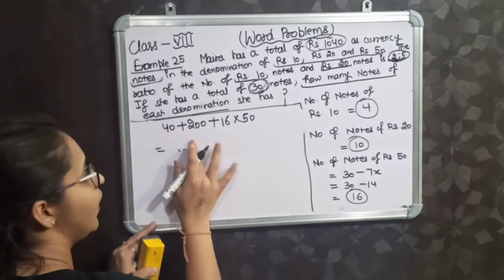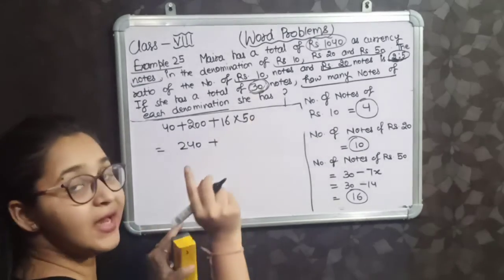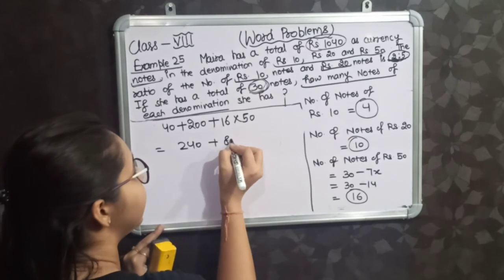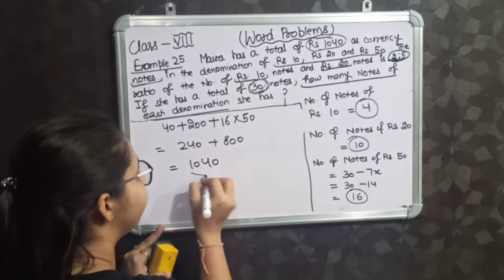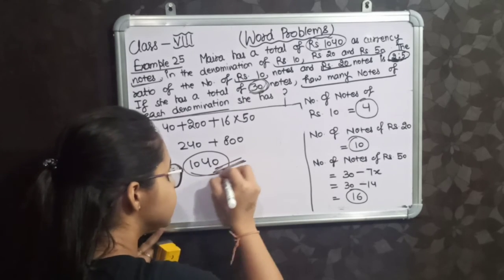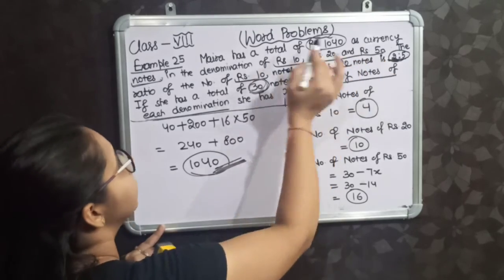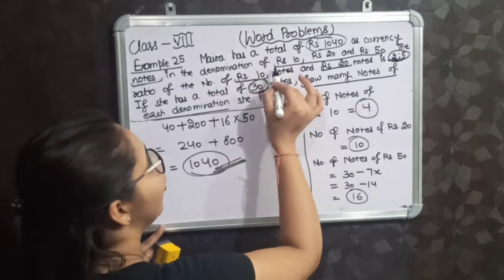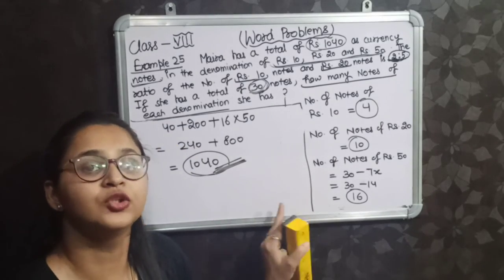Now add them. 40 plus 200 will give you 240. Plus 16 multiply 50 will give you 800. And finally, it will give you 1040. And this is the total amount that Myra has as currency notes in the denomination of these types of notes. So, this was your solution.